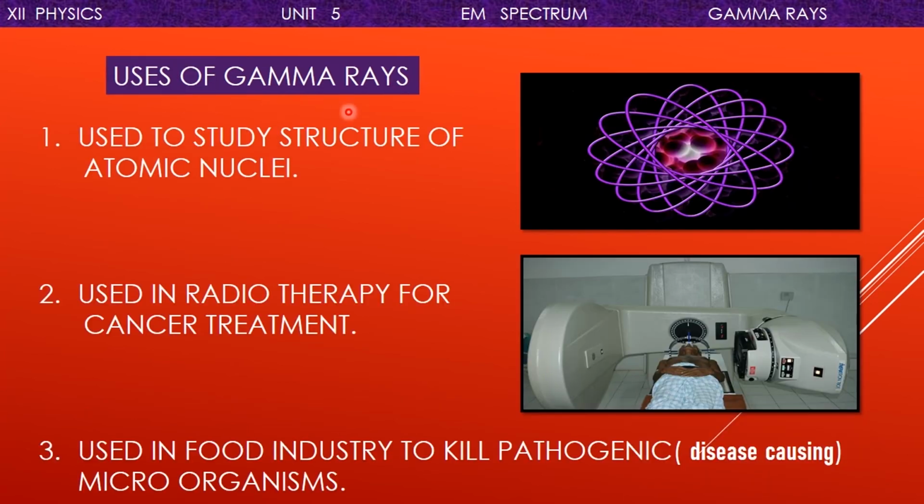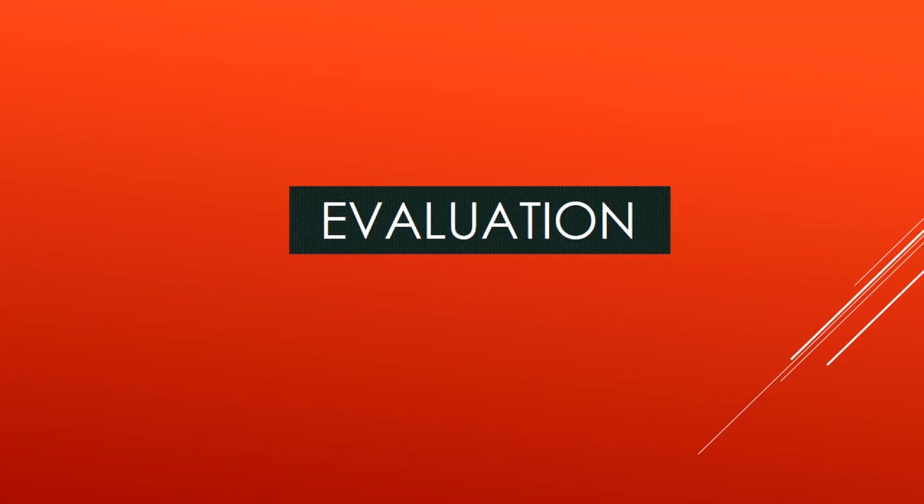Uses of gamma rays. Gamma rays are used to study structure of atomic nuclei. Gamma rays are used in radiotherapy for cancer treatment. They are used in food industry to kill pathogenic microorganisms.